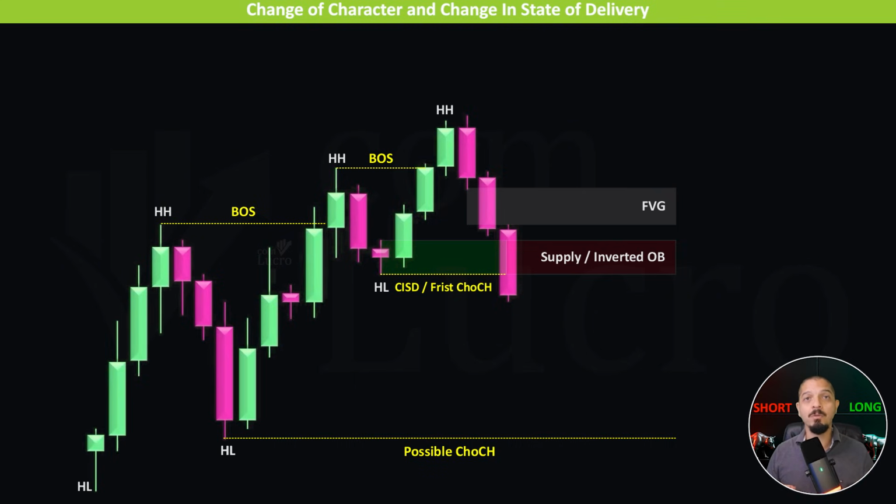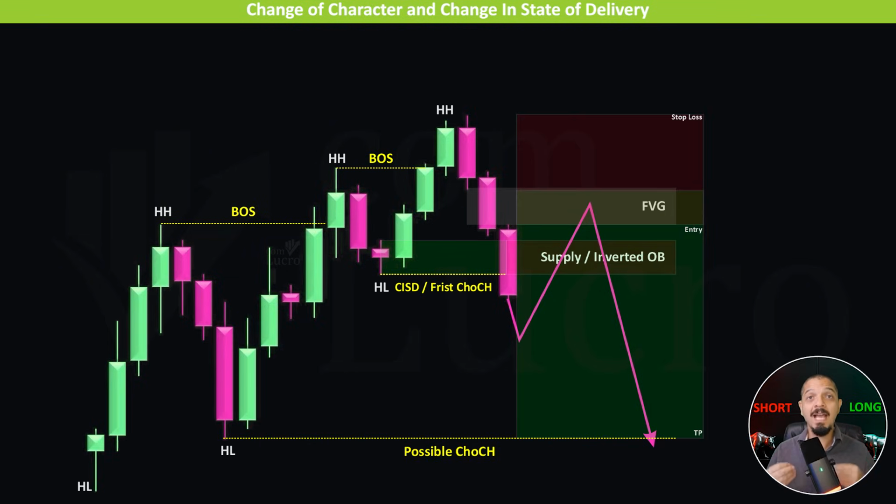When price pulls back into this zone and bearish delivery continues, it can present a high-quality opportunity to enter a short trade. Since this zone previously acted as support and is now showing resistance behavior, the probability of rejection and continuation to the downside increases.